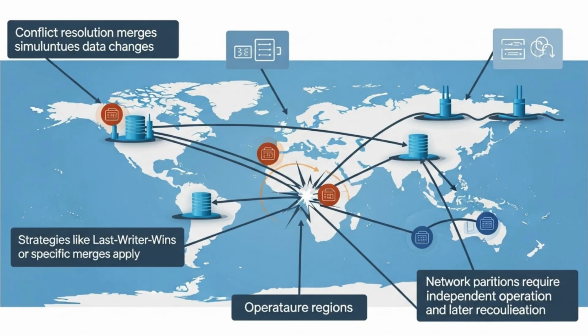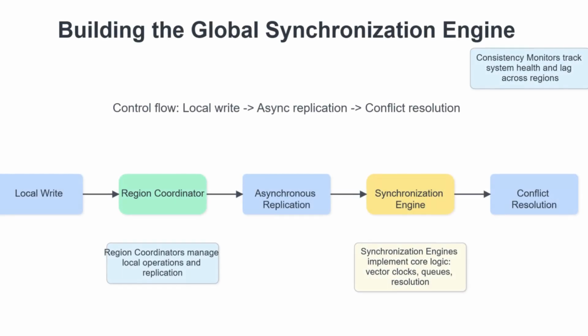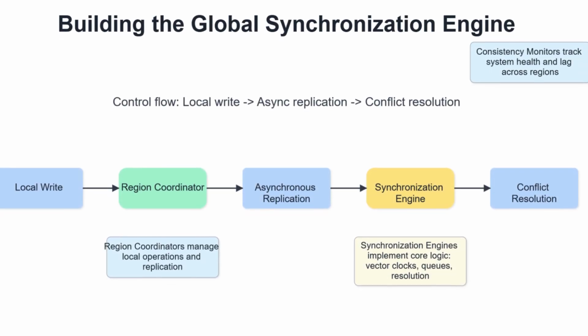But what happens when the network itself fails? Submarine internet cables get cut every year, isolating entire regions. Your system must be prepared for this. Network partitions require independent operation and later reconciliation. This split-brain scenario means regions must continue functioning autonomously and then intelligently reconcile their data once connectivity is restored. It's a critical aspect of building truly resilient global systems.